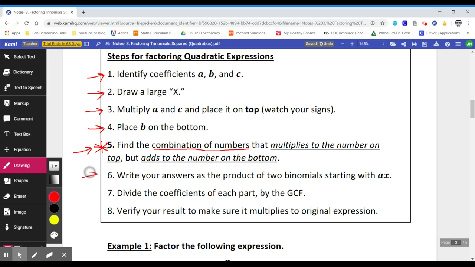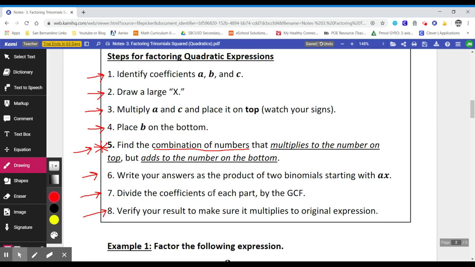Step 6, you would write your answer as a product of two binomials starting with ax. And then step 7, it would be divide the coefficients of each part by the GCF. If there is a common factor, you would divide each part of it by a common factor. And then finally, verify your results to make sure that it matches the original problem.